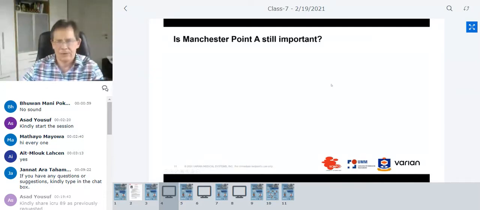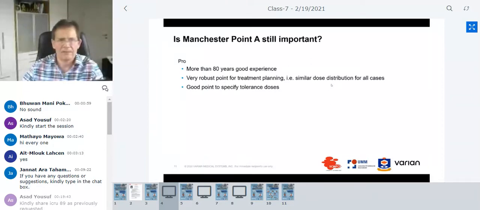And there are some arguments against and some arguments that speak in favor of using point A. I just want to start with the pro arguments. This Manchester dosimetry system is more than 80 years old, and we have very good experience, specifically with local control of the tumor. It's a very robust point A for treatment planning. We get a similar dose distribution in all cases. And it's a good point, as I mentioned before, to specify a tolerance dose, because it's not only target, it's also risk.